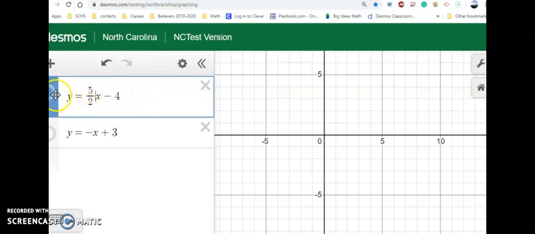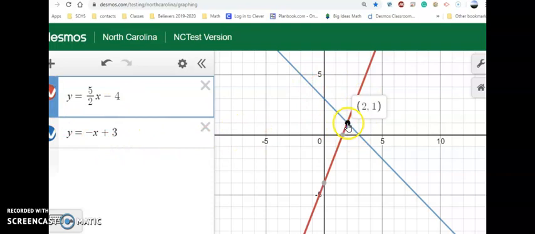I've got these turned off, but if I turn this one on right here, you can see here all of the points that represent 5 halves x minus 4. And these are all of the points in blue that represent negative x plus 3. So when I find out where they are together, it's that point that they cross, 2, 1.